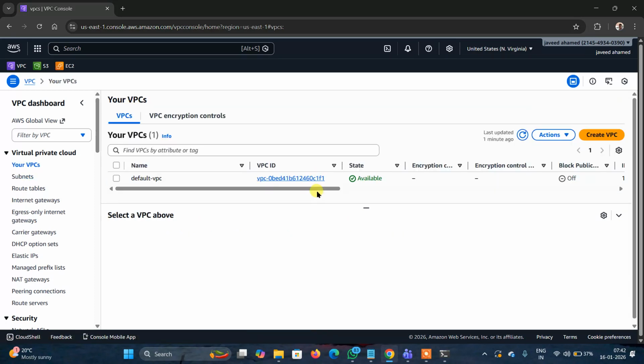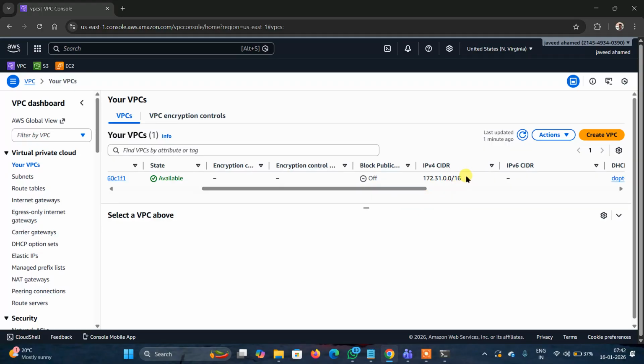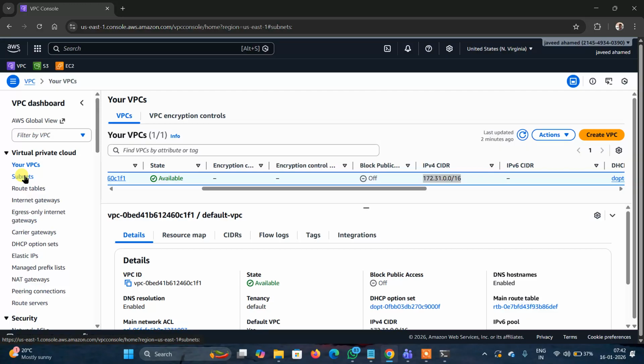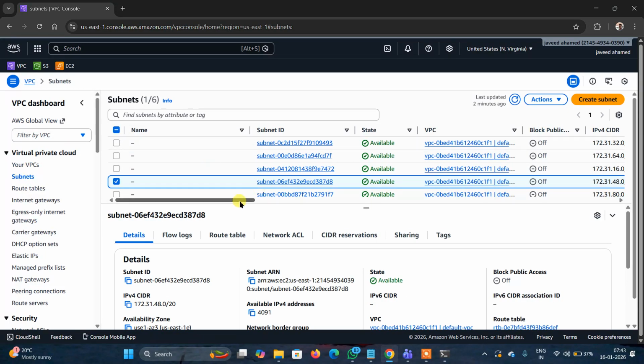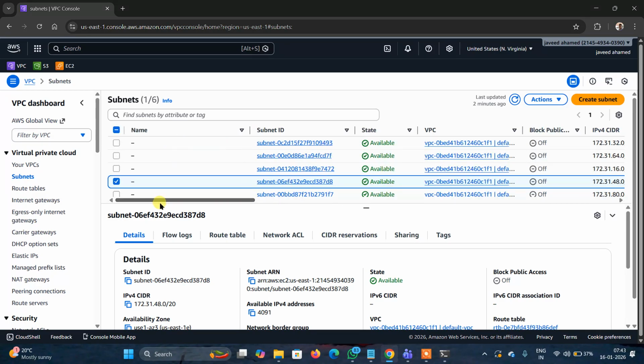Okay, we check here. This is the VPC. This is IP address 10. What is the IP address 10? /16. Again it is divided into small parts, which is known as subnetting. These are the subnets. By default, this has 6 availability zones, so 6 subnets are there. Understand?